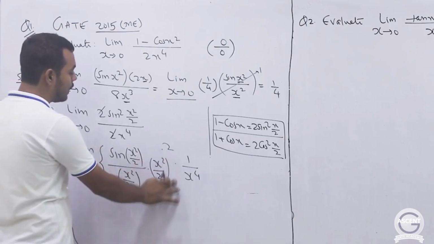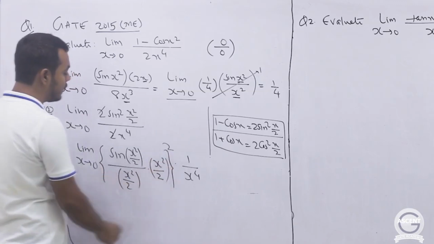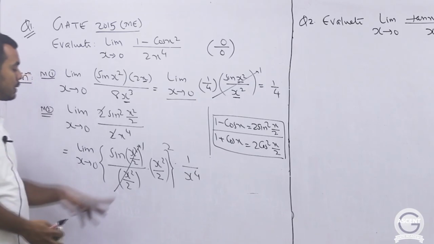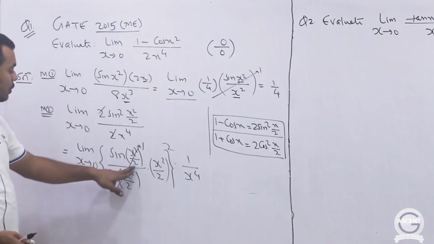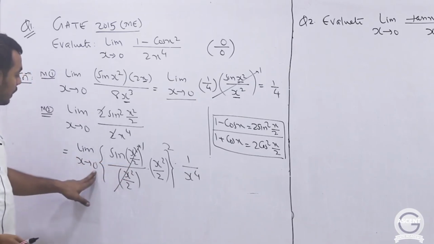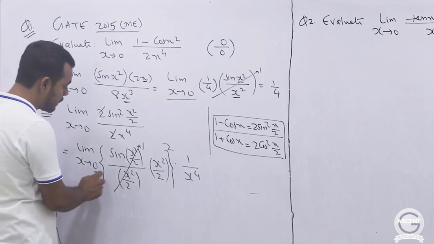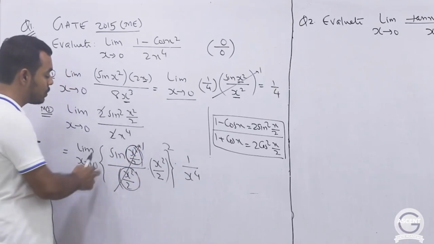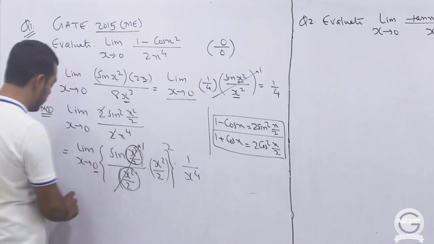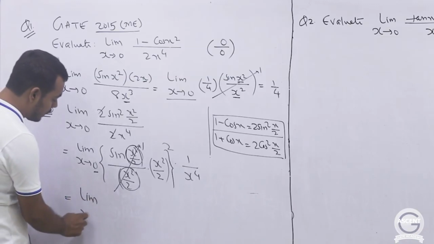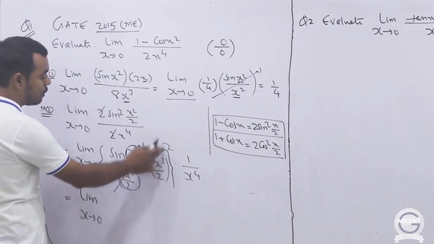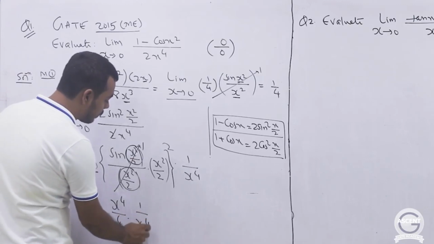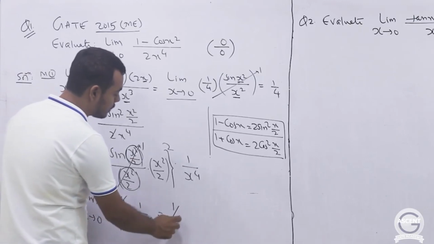Now once you do that, you can easily see that this term will give us 1. Sin x square by 2 by x square by 2, when x is approaching 0, remember that this term will be 0 and this will also be 0. So sin 0 by 0 will be 1. So now we will get limit x tending to 0, x square by 2 squared, so x to the power 4 by 4, into 1 by x to the power 4, which will finally give us 1 by 4.